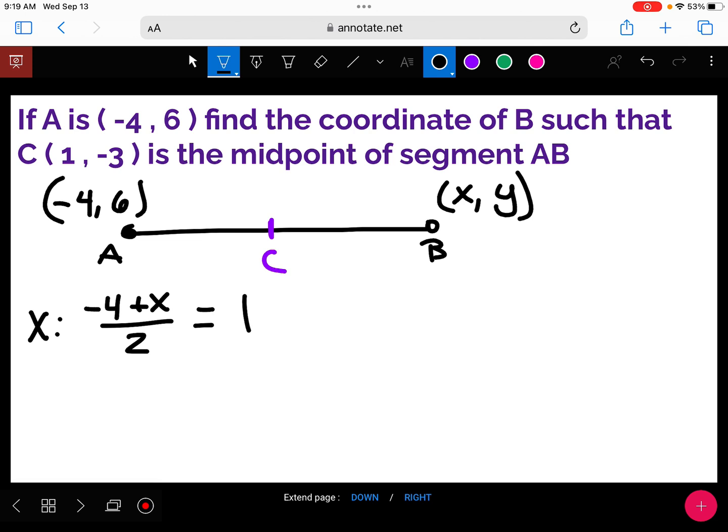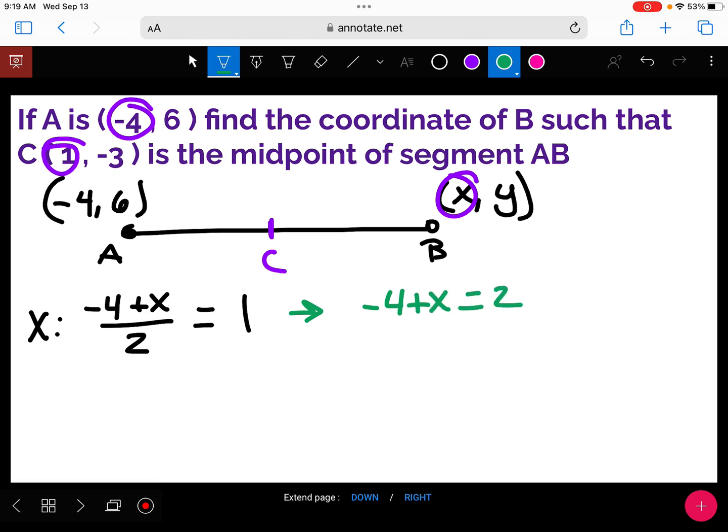I've lost several of you there. You see it? Midpoint formula, plugging in for a value I don't know, but this time it's inside the formula. It's this X, and the 1 from my midpoint. So let's solve it through. How do we get X by itself? Multiply by 2. -4 plus X equals 2. So what does X equal? What do we do to get X by itself? Add 4. X is 6.